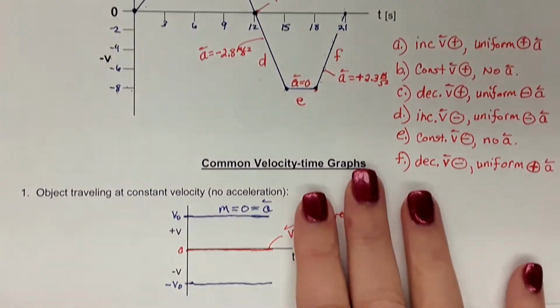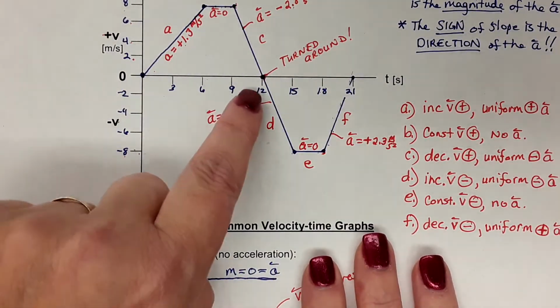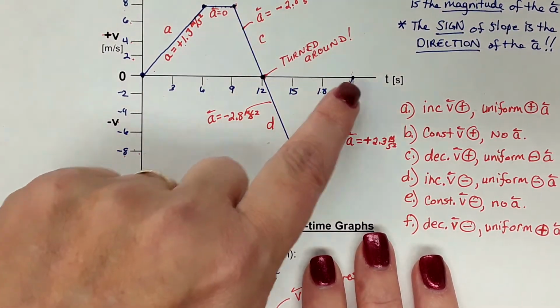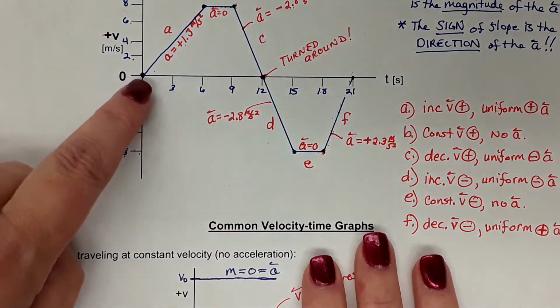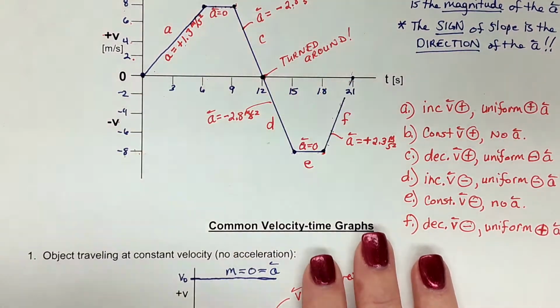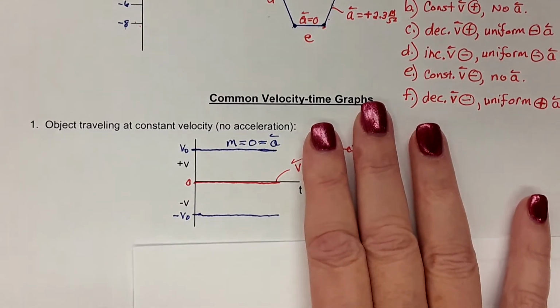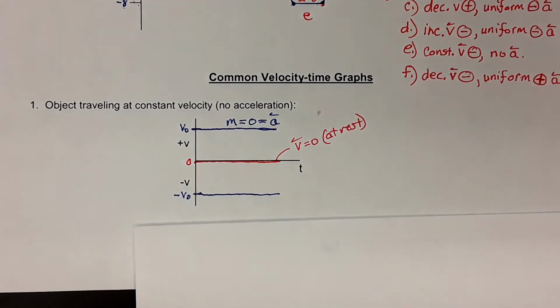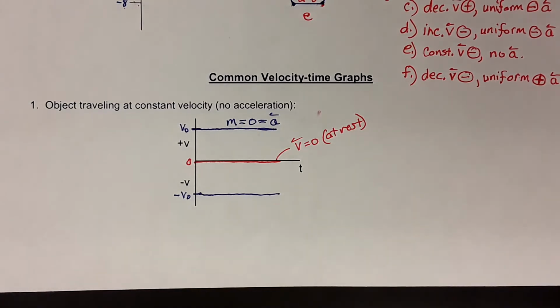Now remember, up here there were 3 points, 0, 12 seconds, 21 seconds. The object had 1 point in time at each of these where it was at rest, where it had zero velocity because it was on the x-axis, which is 0 for the y-axis, isn't it? Okay, so if you need to pause and copy that down, go ahead and do that.